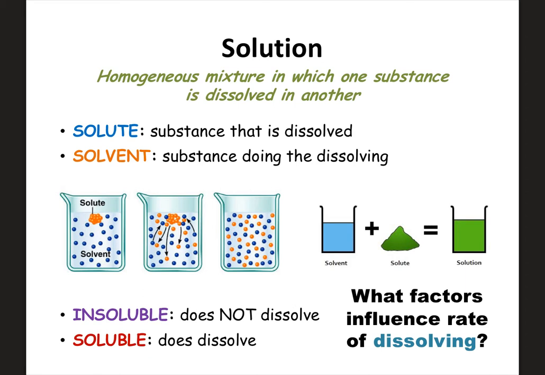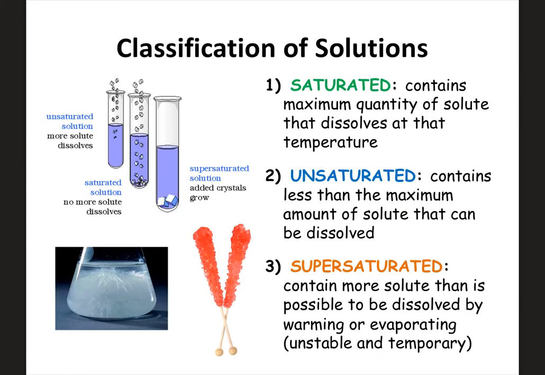All right, remember, this is a substance that already dissolves. It's just how can you make it dissolve faster? So that was a nice quick review of some of the terms involved with solutions. There's three different ways to classify solutions. A saturated solution is a solution that has the maximum amount of solute dissolved that it can hold at that temperature. So basically, it can't hold any more. So that's a saturated solution.